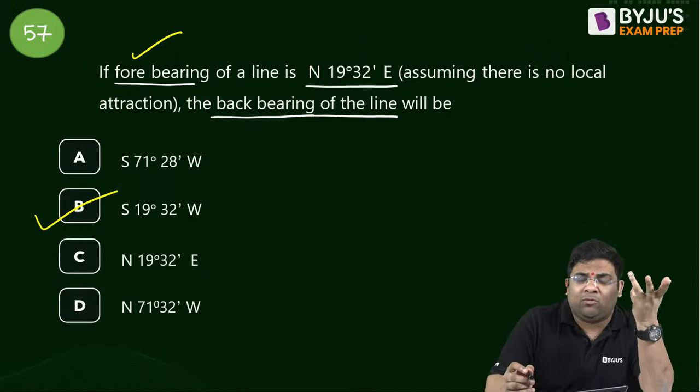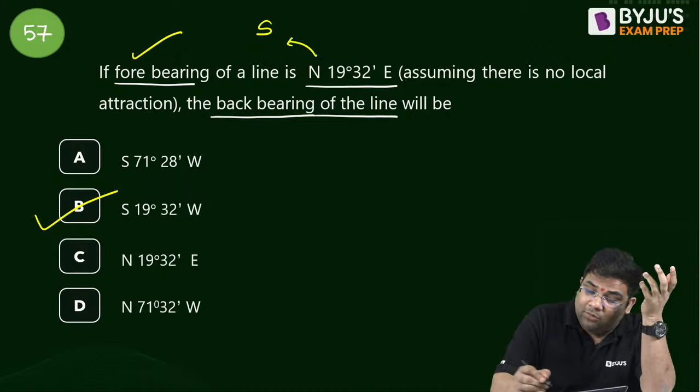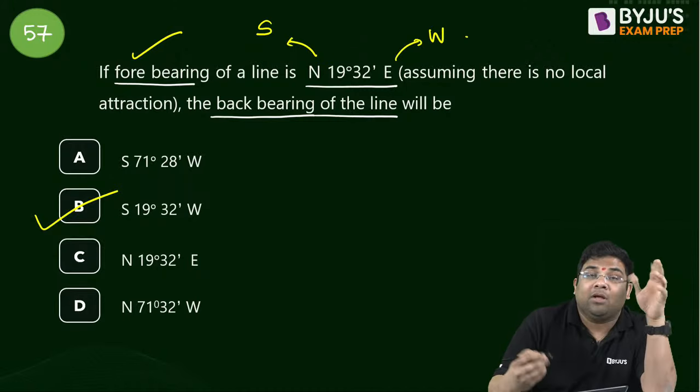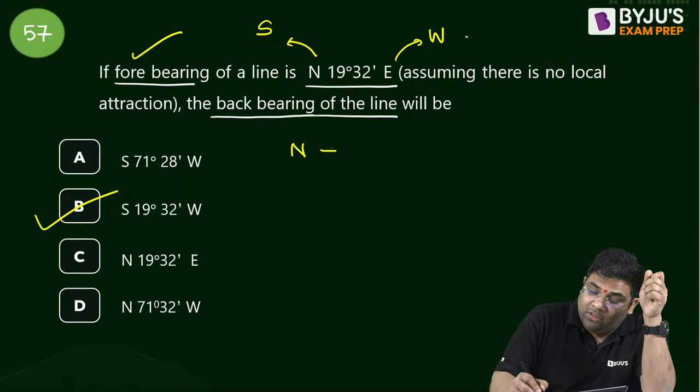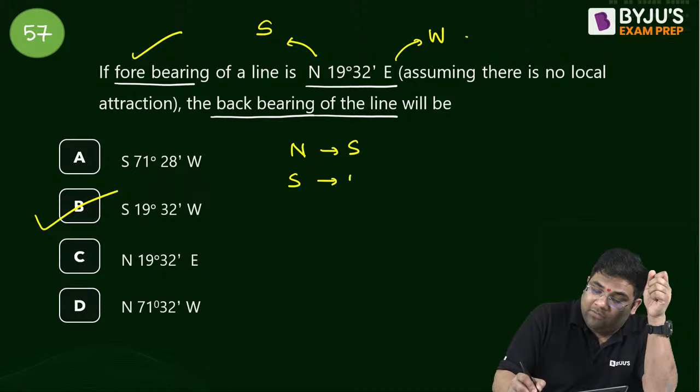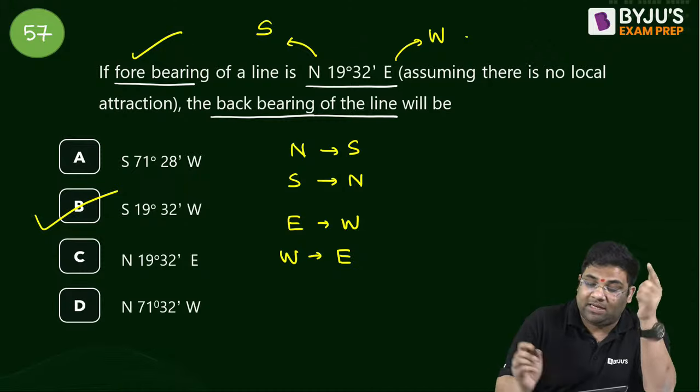what you do is convert north into south and east into west. Whatever they give in north, convert to south. If they give south, convert to north. If they give east, convert to west. If they give west, convert to east. If they give in quadrant, this is the right answer.